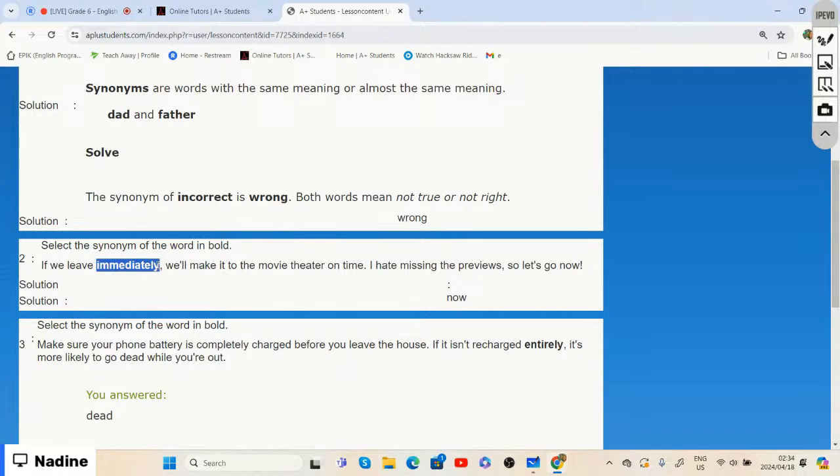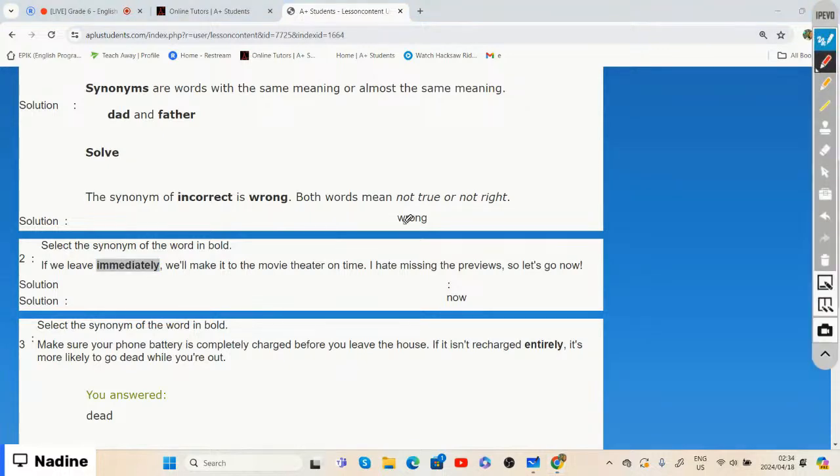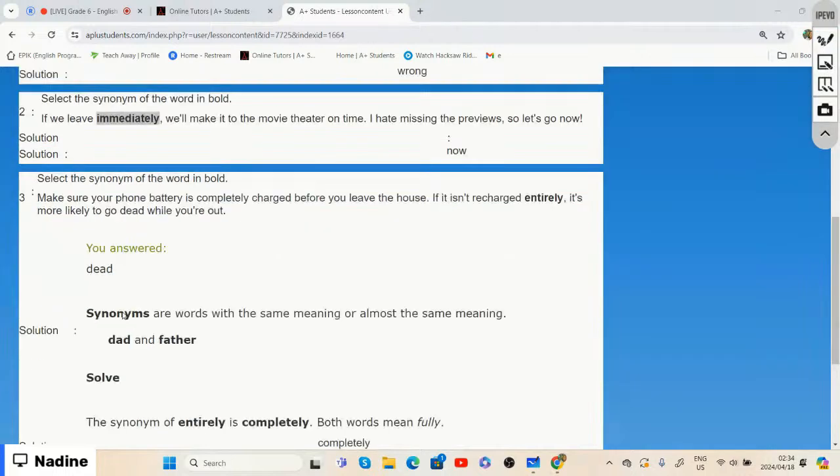So immediately, right? And a word that is the same as immediately, specifically in the next sentence, we can say that is now, right? So now is our word.